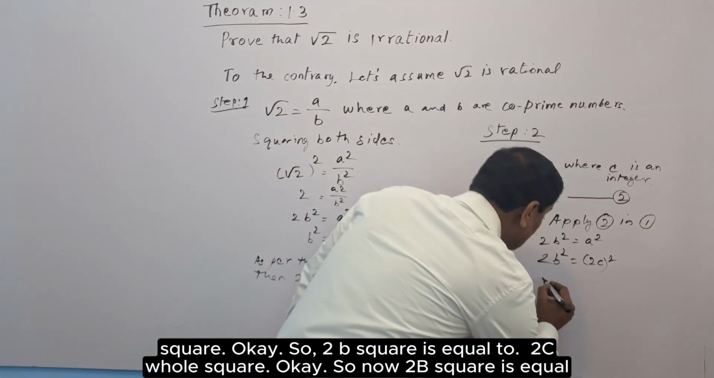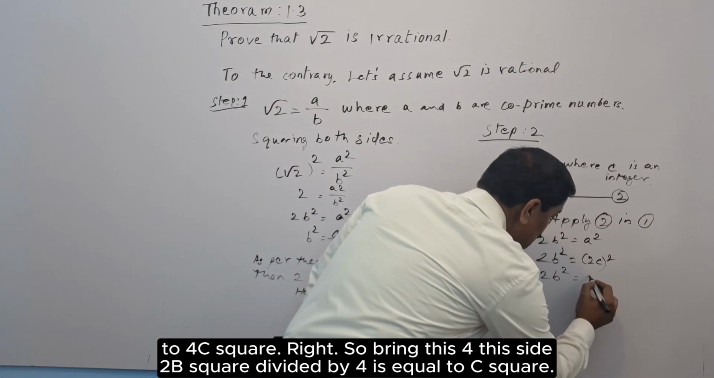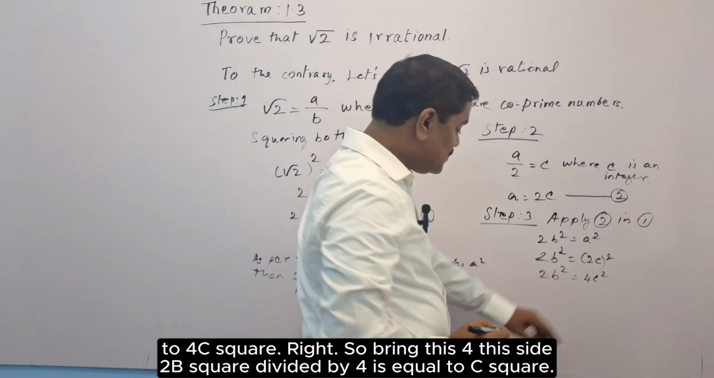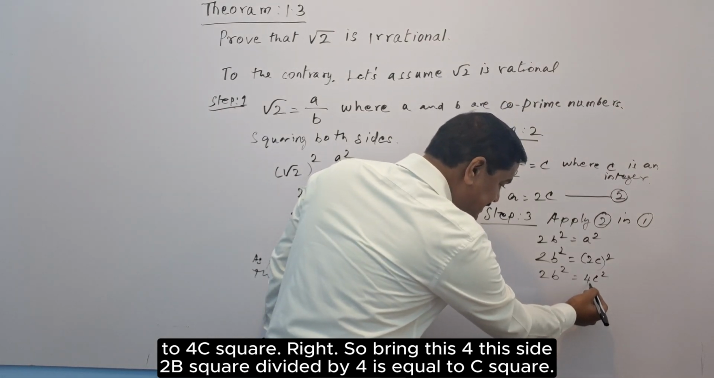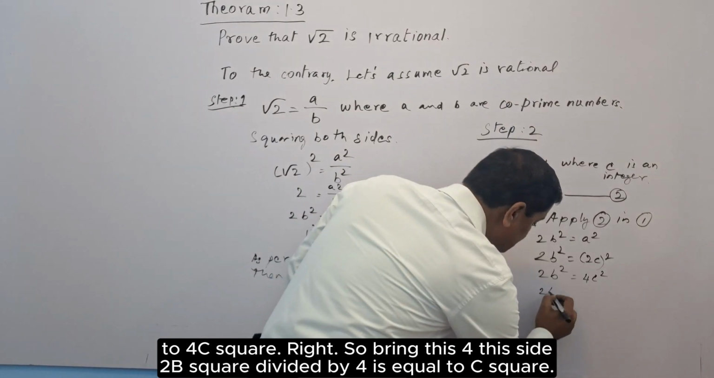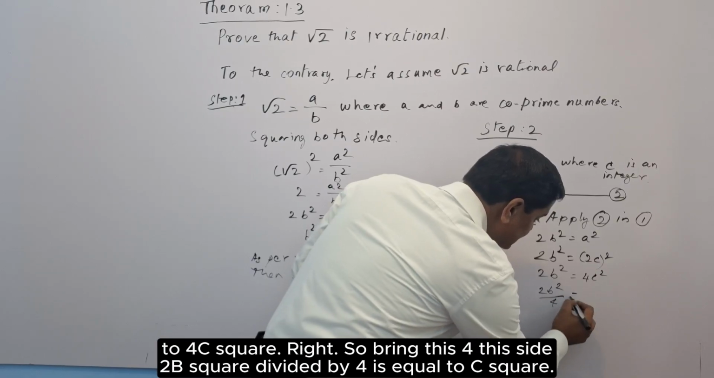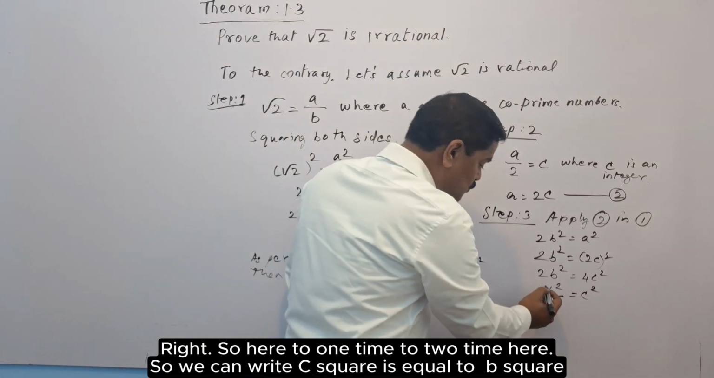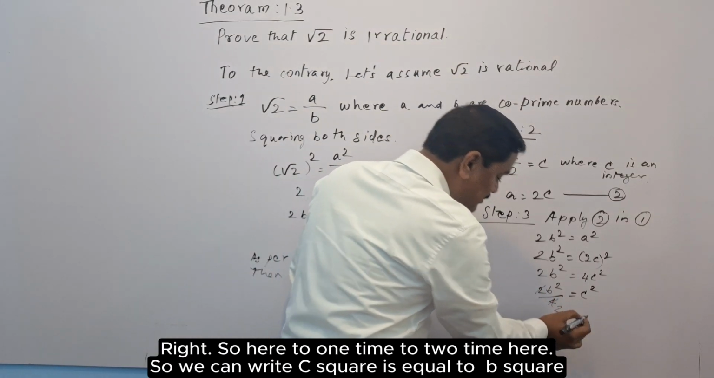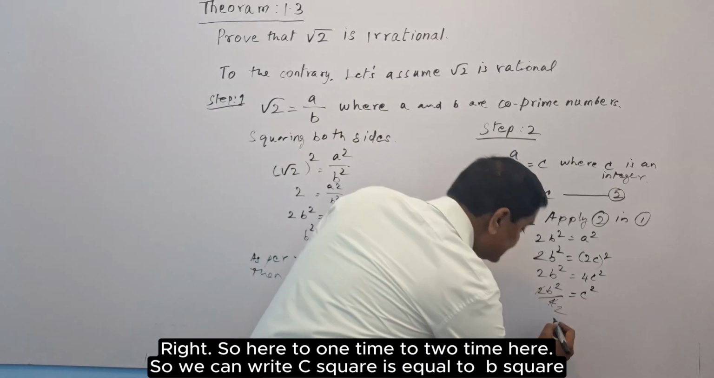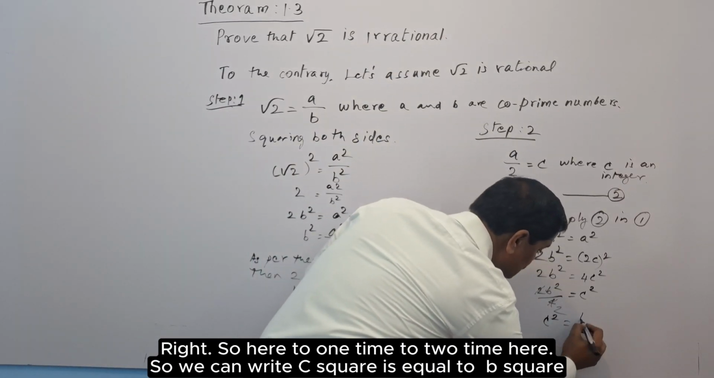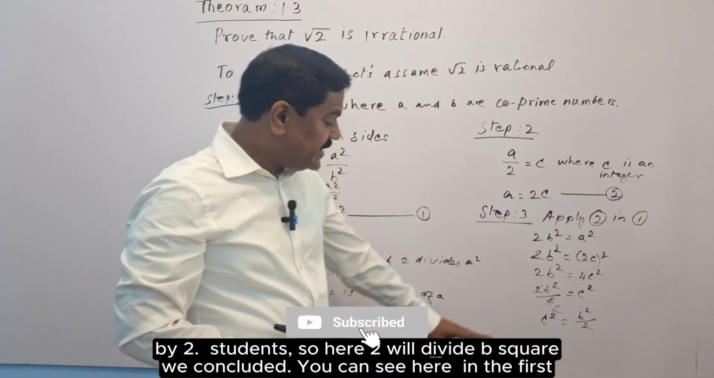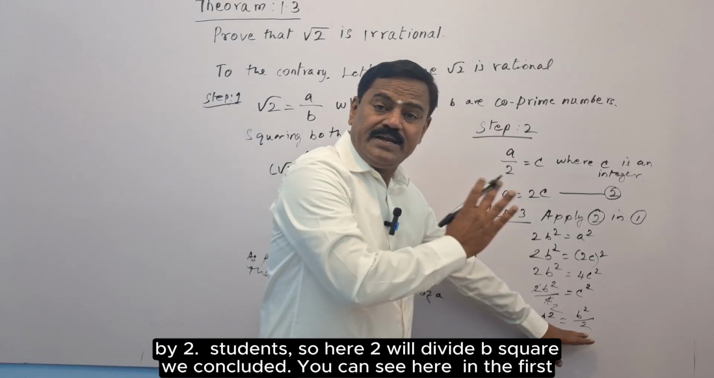So now 2b² = 4c², right? Bring this 4 to this side: 2b² divided by 4 is equal to c². Here 2 one time, 2 two times, so we can write c² = b²/2. Dear students, so here 2 will divide b².